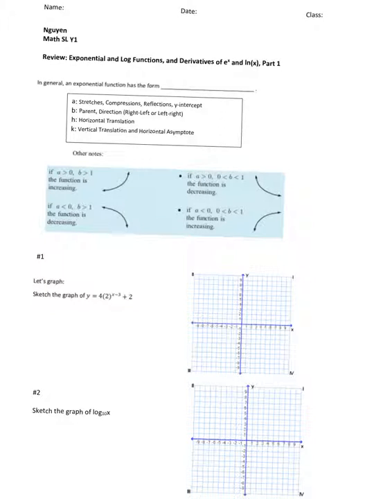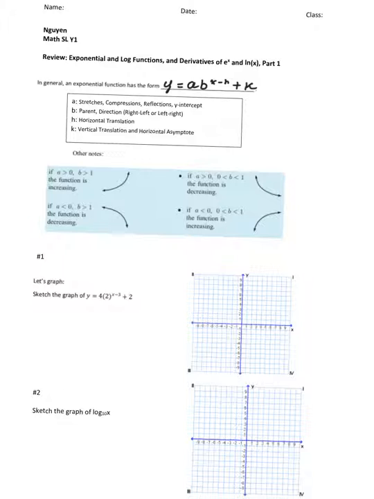Like I mentioned, for review, we've looked at graphing exponential functions of the form a·b^x, and a·b^(x−h)+k. Sorry, that was a little sloppy. a·b^(x−h)+k. Those are the forms for our exponential functions, and we're going to actually look at deriving those functions today.